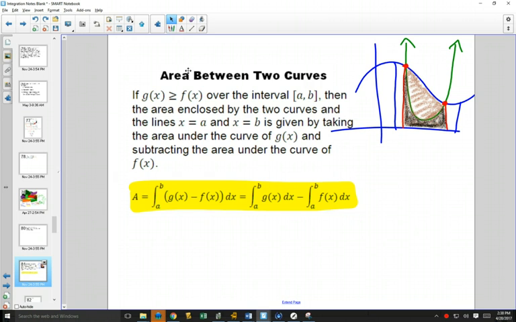Thank you. So all you need to do to find that area between the two curves is take the area of the upper curve, subtract the area of the lower curve, and you'll get the area in between those two curves.